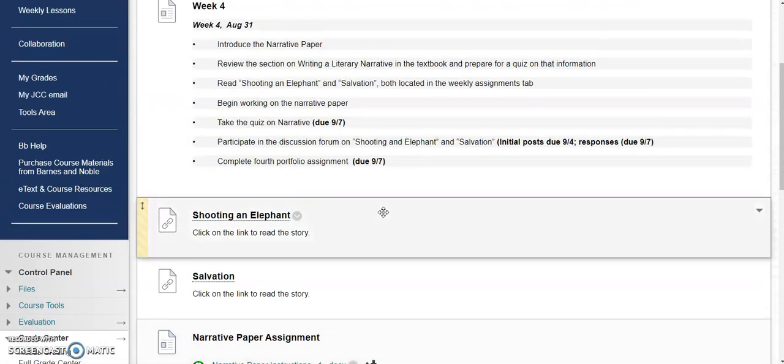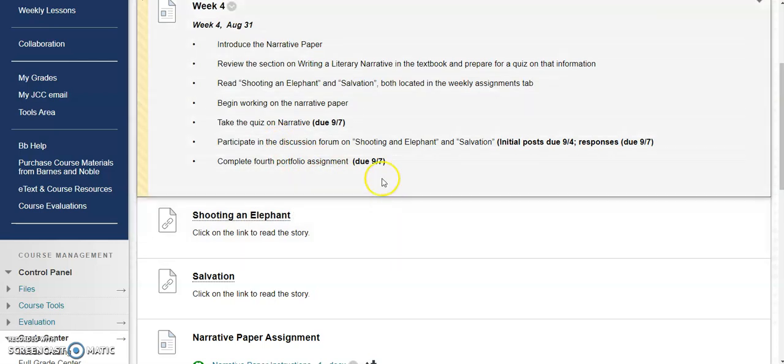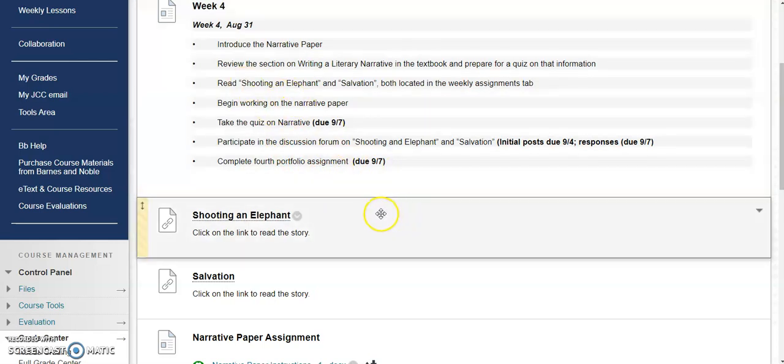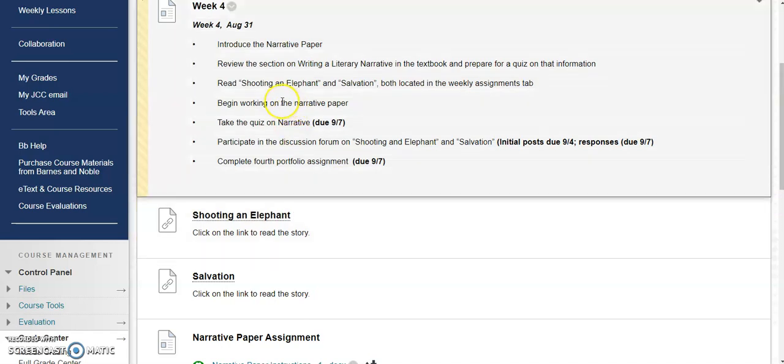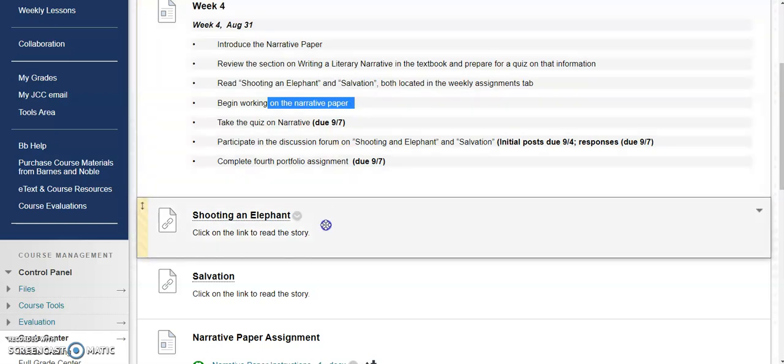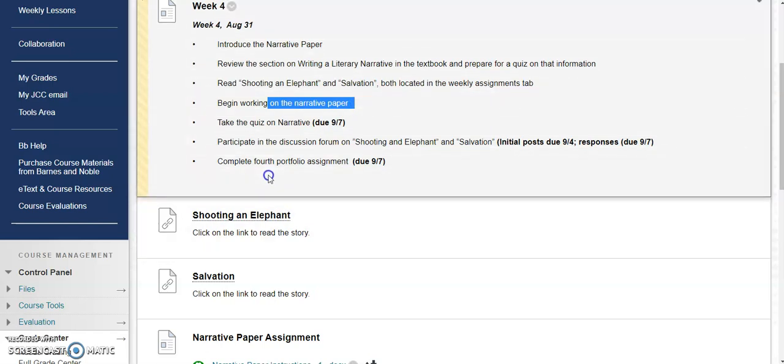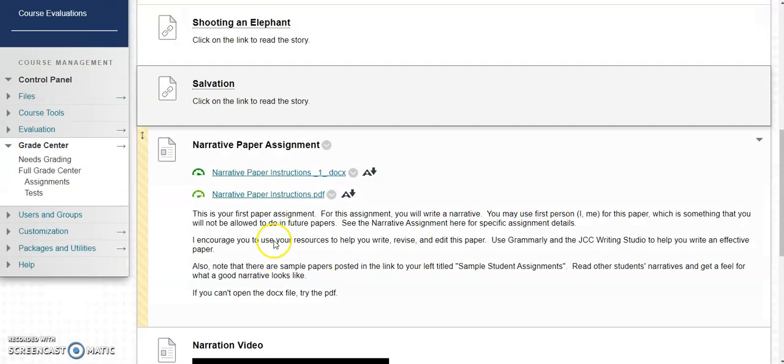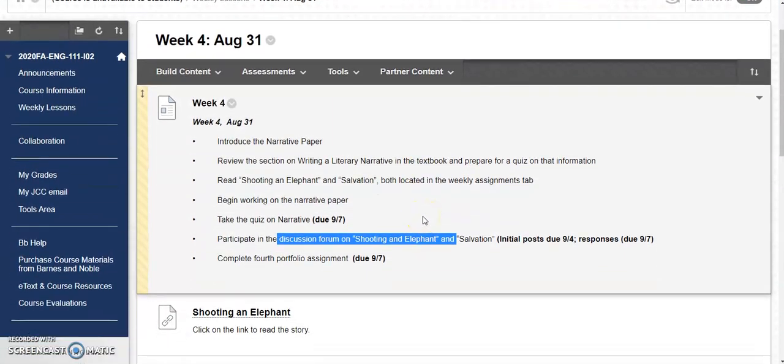For this week, what you're going to be focusing on is wrapping your head around what a narrative paper is. You can start working on it to begin. If you're not really sure about MLA formatting, stay tuned because we'll talk about that next week. Again, you're going to have the quiz, the 4th portfolio, and the discussion board on the short stories. So that's what's going on here for week number 4.